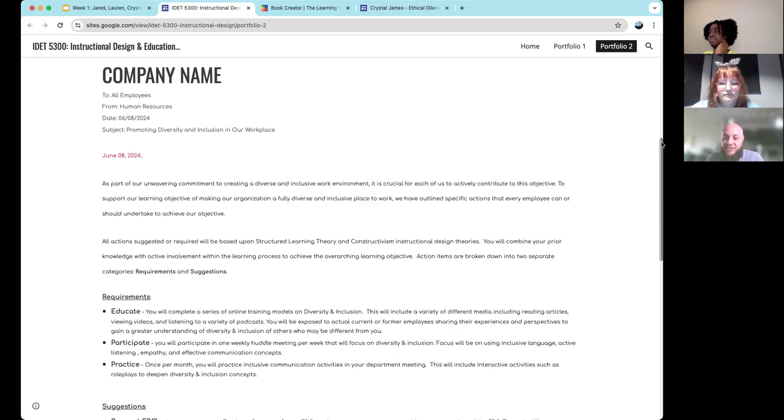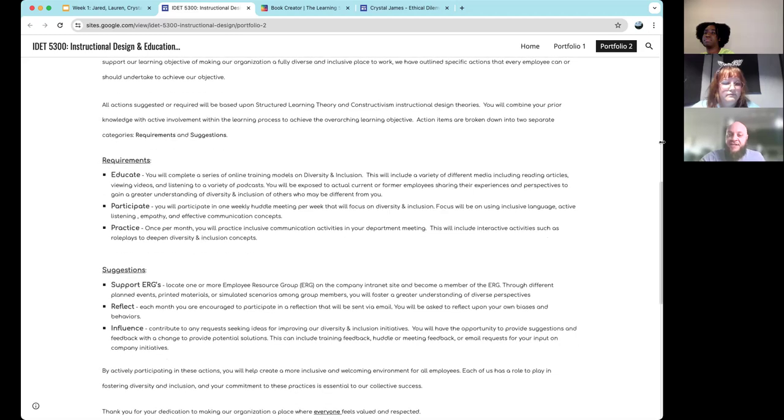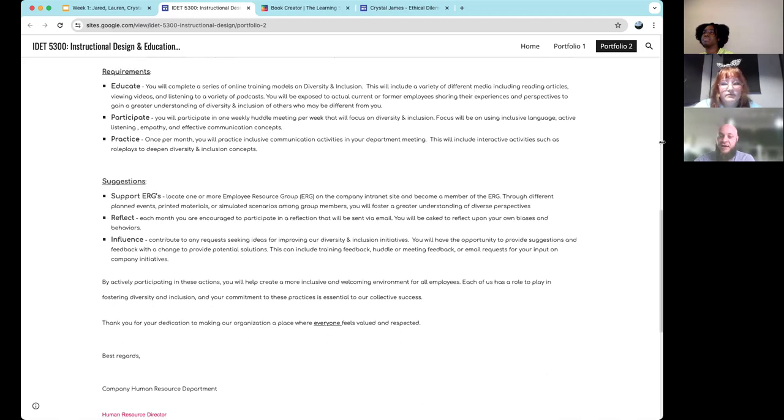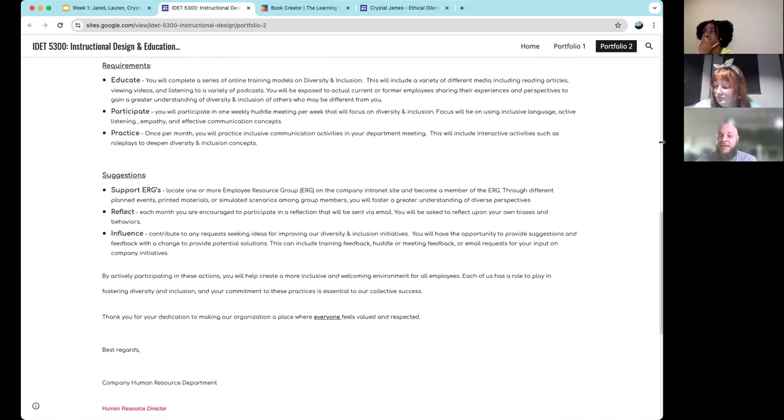Action items are broken down into two separate categories, which are requirements and suggestions. So basically the requirements would be the educate, participate, and practice. So for educate, they will participate in online training modules on diversity and inclusion. It'll include a variety of different media, including reading articles, viewing videos, and listening to a variety of podcasts. And they will be exposed to actual, current, and former employees sharing their experiences and perspectives to gain a greater understanding of diversity and inclusion of others who may be different from them.